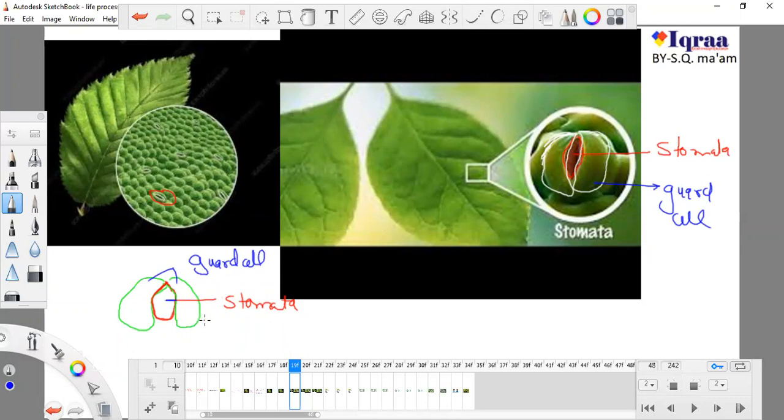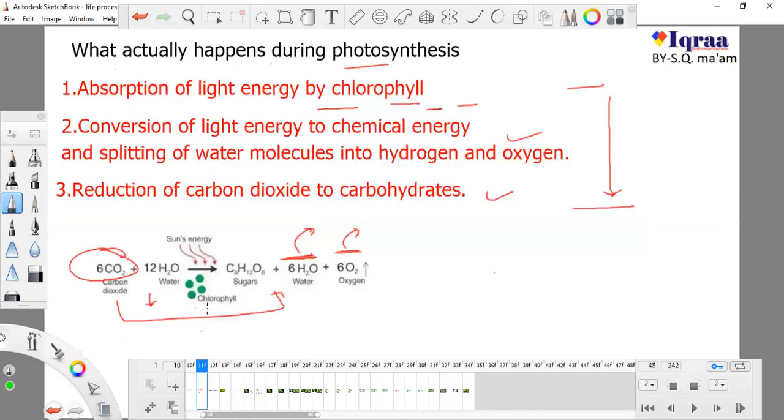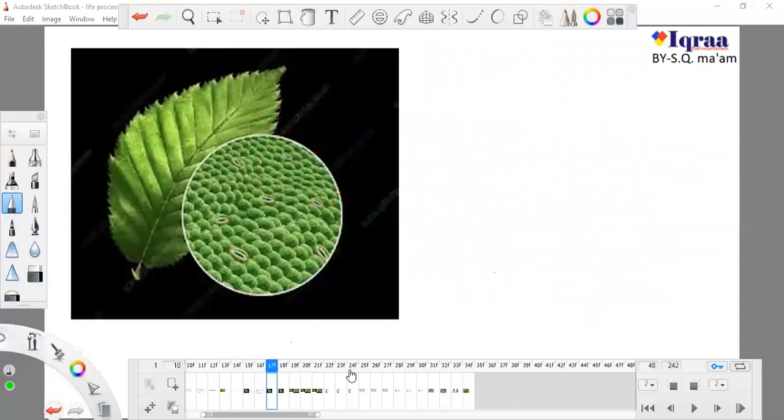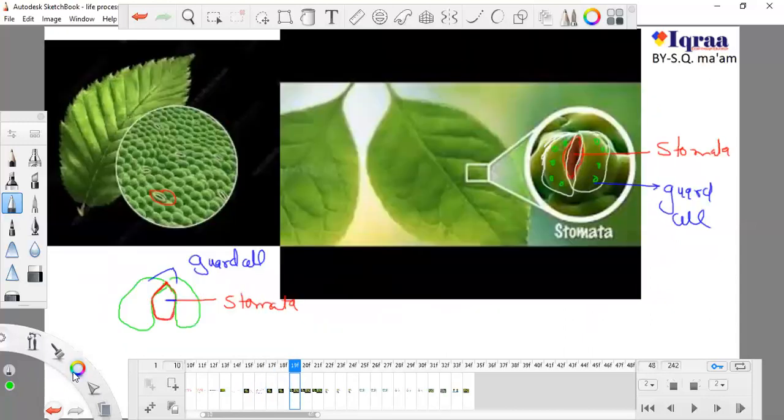What is the need of these guard cells? Let me tell you one more thing: these guard cells also have chlorophyll, the same chlorophyll which is involved in photosynthesis. This is the green part which is involved in photosynthesis. So they have chloroplasts, which contain chlorophyll.